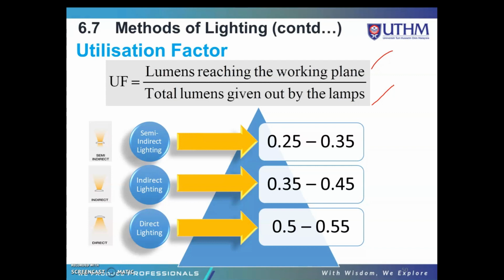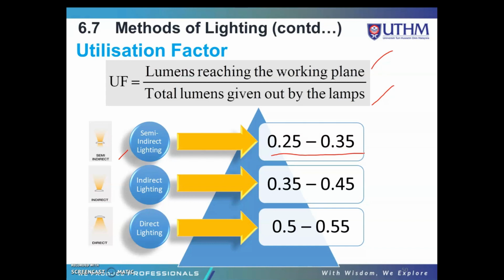So we have three types of lighting here. The first one is semi-indirect lighting. The light comes partly from the ceiling by diffuse reflection and partly direct from the source on the working surface. That we call the semi-indirect lighting. And the utilization factor for this semi-indirect lighting is around 0.25 to 0.35.